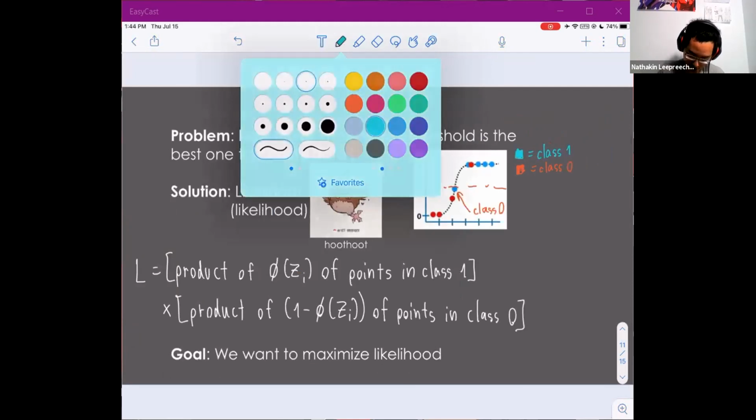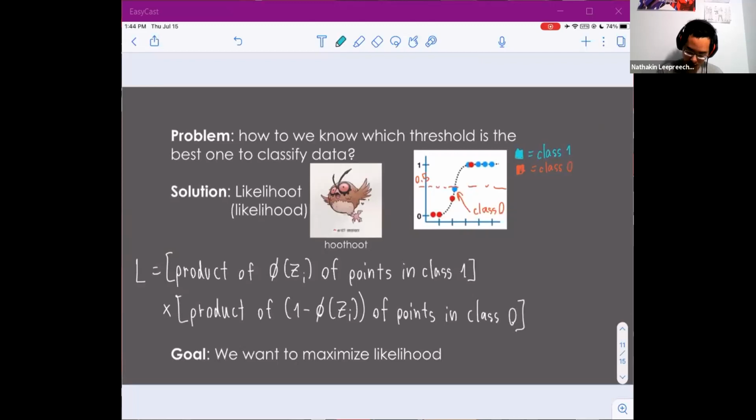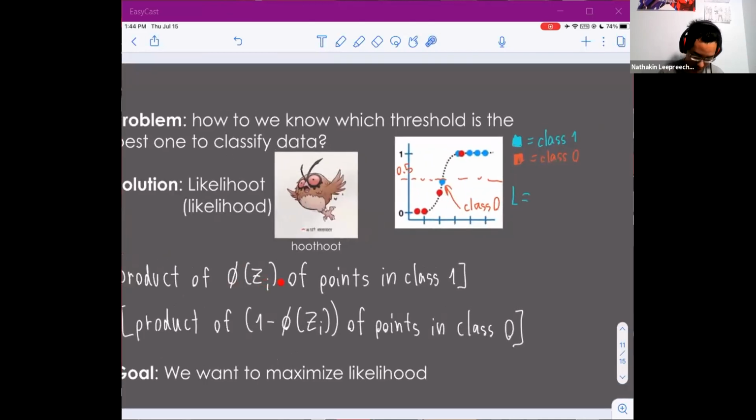But let's work on the equation. So we have an equation that looks like this: the likelihood is going to be the product of phi of z for those in class 1. So it's going to be this blue. Wait, let me think if I can classify more.